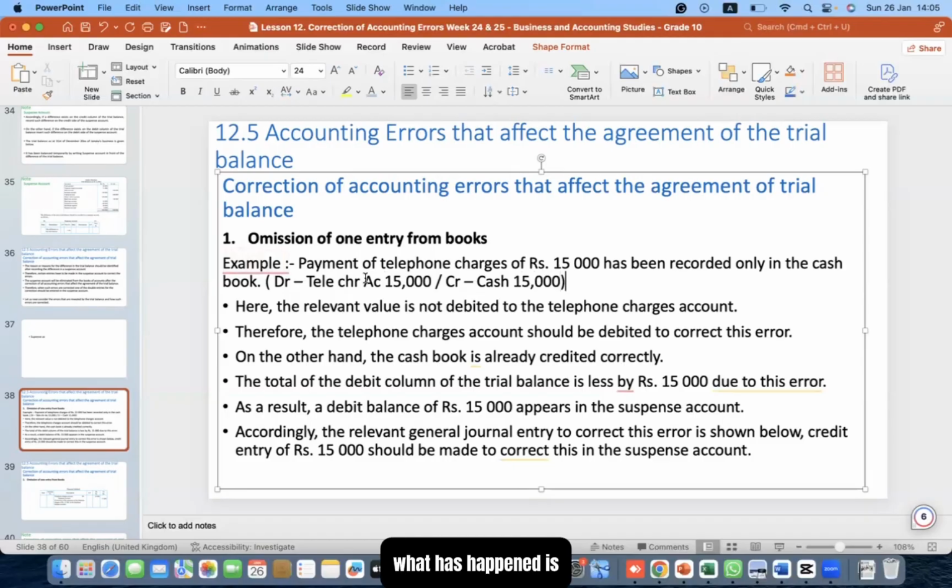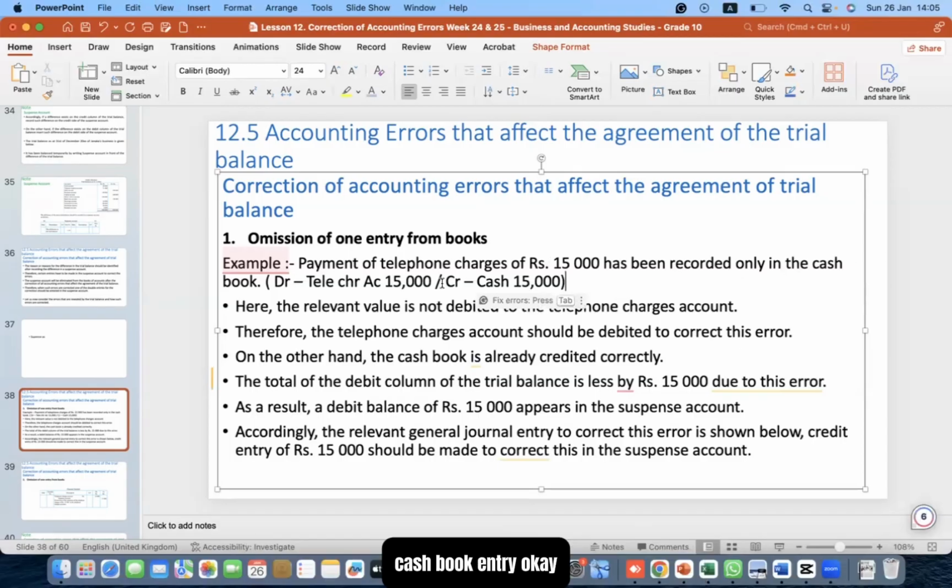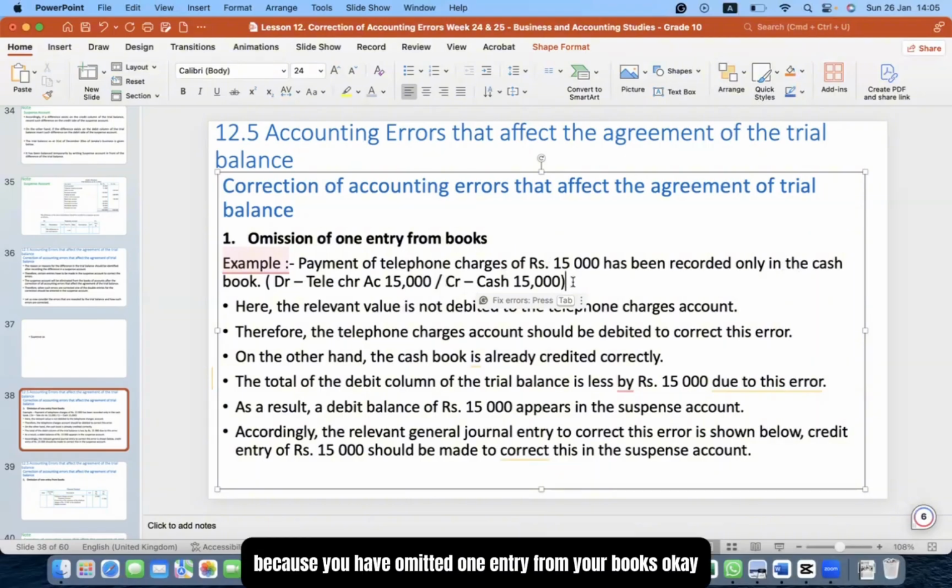Now what has happened is you have recorded only the cash book entry. You have credited the cash book by 15,000, and once you check the trial balance, your debit side is in deficit of 15,000, because you have omitted one entry from your books.